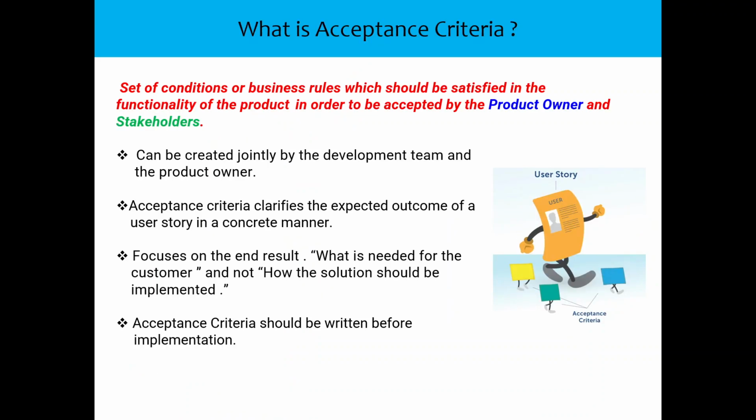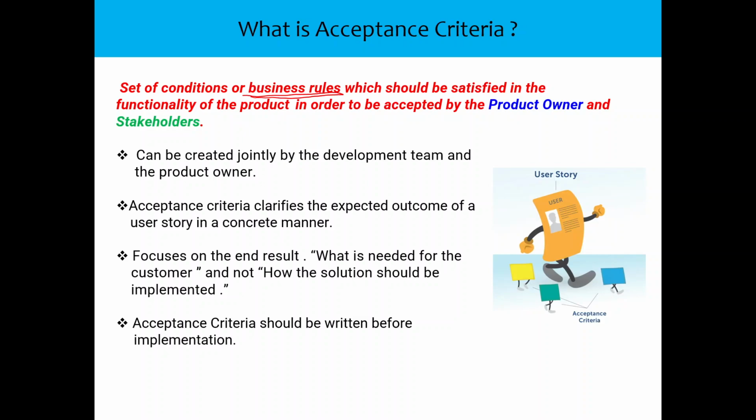Okay, so then next is what? Let's consider both acceptance criteria and definition of done and go into a bit more detail about these two concepts. So what is acceptance criteria? It is a set of conditions or business rules which should be satisfied in the functionality of the product in order to be accepted by the product owner and stakeholders. So you see here what we are writing: a set of conditions or business rules.